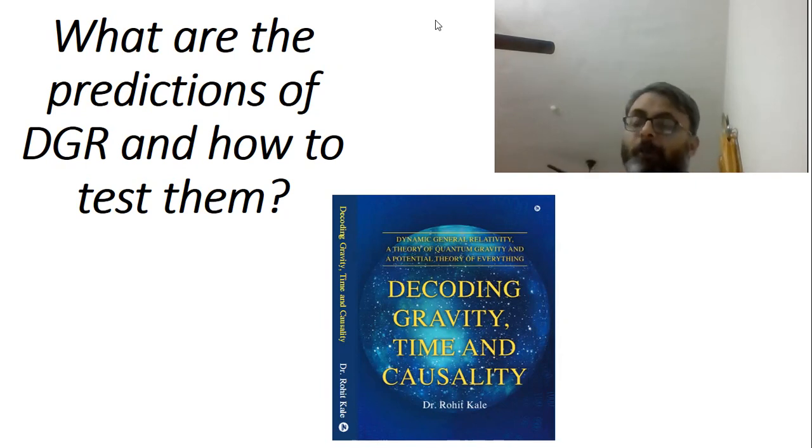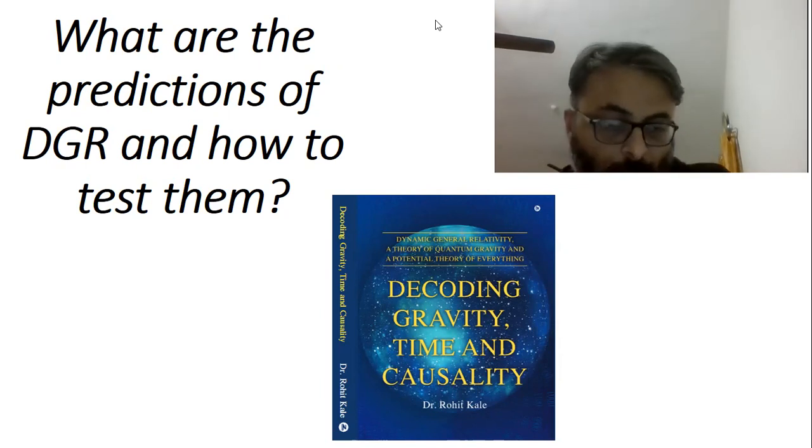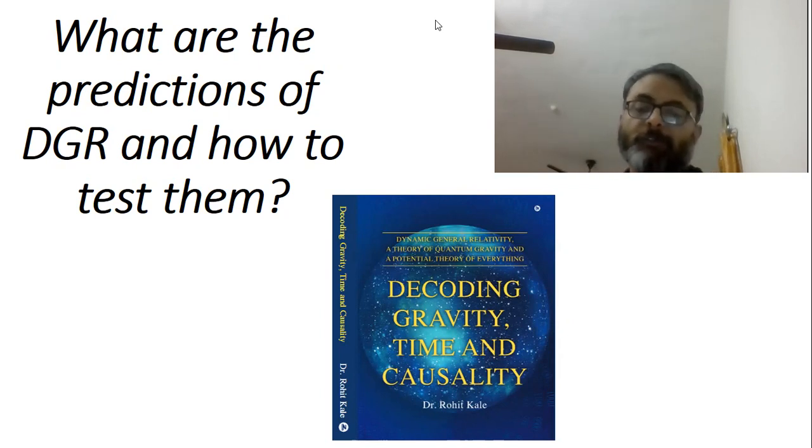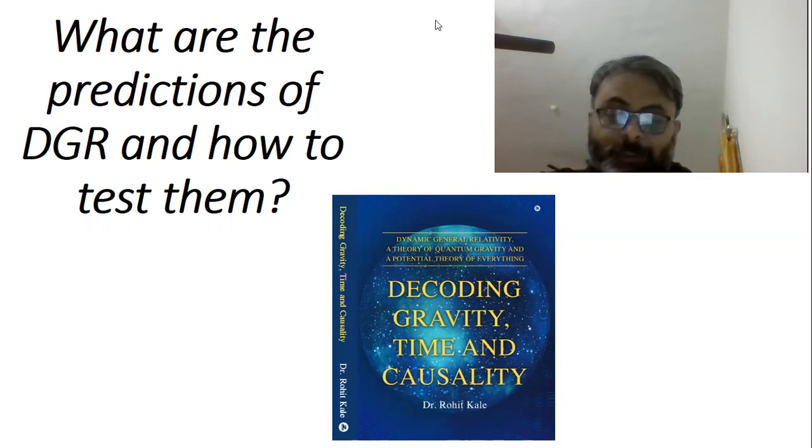Most of the theories which we currently have as candidates for a theory of quantum gravity and a potential theory of everything don't have any real predictions. Even if there are some predictions, there's very little you can do because they need a lot of energy, so they're beyond our testable range. This is not the case with dynamic general relativity.